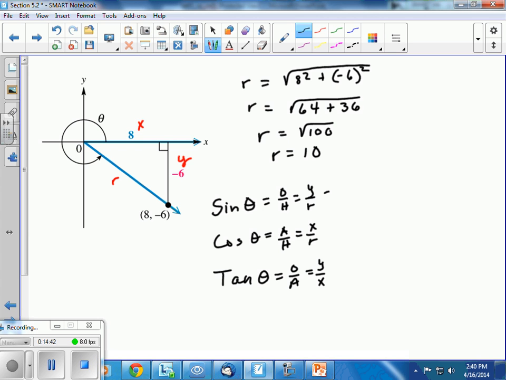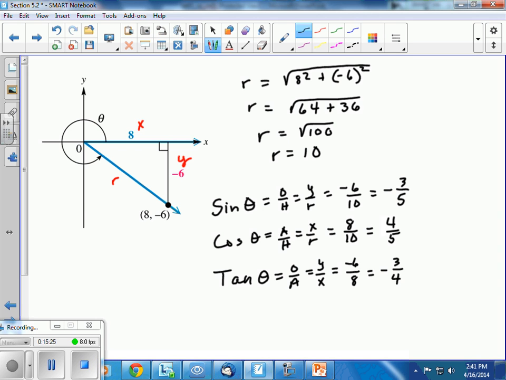So looking at ours, we have y, which is going to be negative 6 over r. R is 10. We need to reduce that. Reducing that, we get negative 3/5. For the cosine, it is x. X is 8 over r, which is 10. Again, reducing that will be positive 4/5. The tangent, y, negative 6 over x, 8. Reducing that, of course, would be negative 3/4.